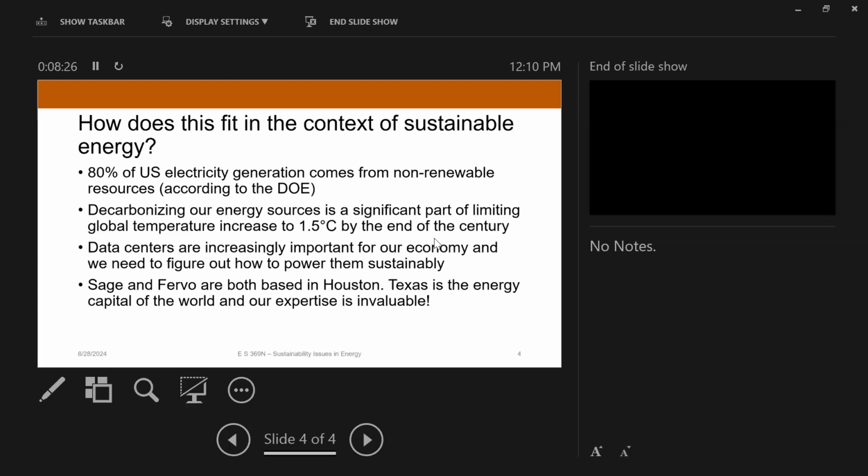And just the last bullet point here, both Sage Geosystems and Fervo Energy are based in Houston. And I think that this highlights how Texas is and will continue to be the energy capital of the world. So yeah, all right. Our expertise is invaluable.